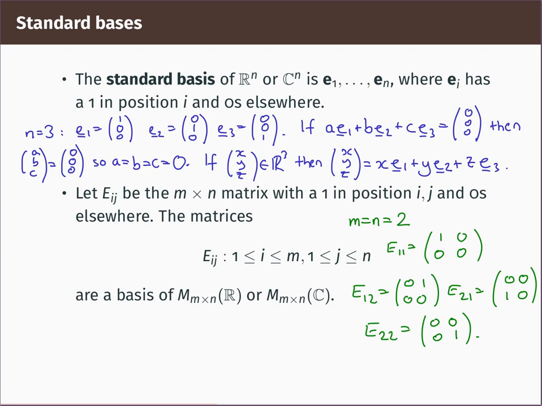For example, those things are a spanning set of M2×2 of R because any matrix (A, B, C, D) is equal to A times E1,1 plus B times E1,2 plus C times E2,1 plus D times E2,2. And that shows that the matrices E1,1, E1,2, E2,1, E2,2 are a spanning sequence for M2×2 of R. And you can do linear independence in a very similar way.